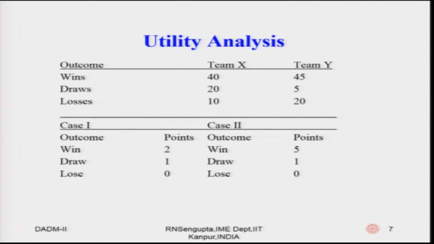And we find out the number of wins, draws and losses for the teams X and Y respectively, and these values are: team X wins 40, draws 20, loses 10, while team Y wins 45, draws 5 and loses 20. So, in this case, if you basically want to find out the ranking based on which you will put X above Y or vice versa, then what will you do? You simply multiply. For team X, I will just show it in a very simple way.